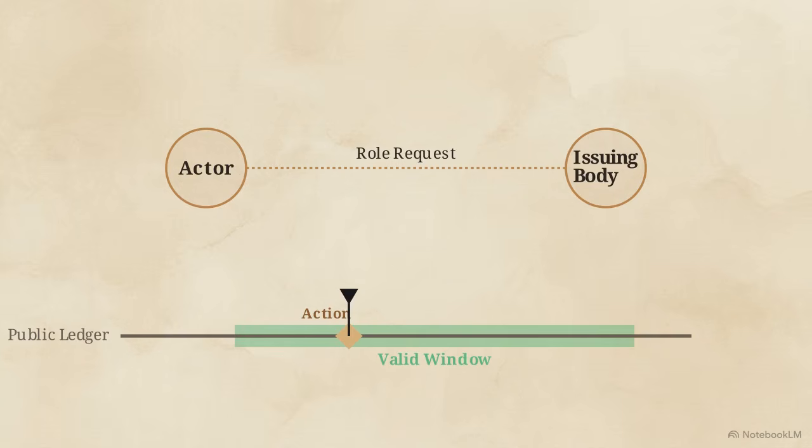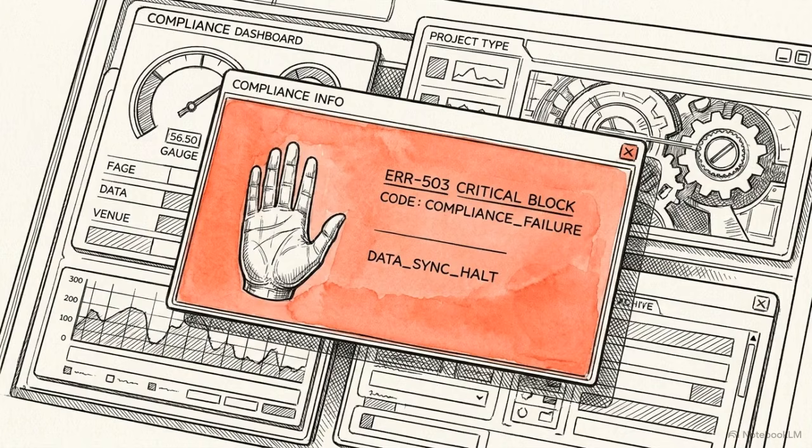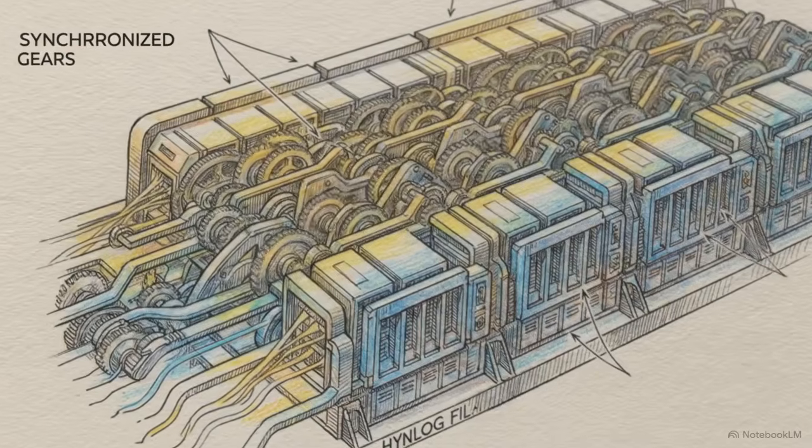Step 4 is revocation. The issuing body changes its mind, terminating the role with immediate effect. The future timeline goes dark, but the past remains locked in green. Which brings us to Step 5. A relying party verifies the data. They query the ledger and instantly see both truths at once. The role is currently revoked, but the historical record shows it was valid when the action occurred. Because current status and historical validity live on the exact same public record, any attempt to rely on stale authority is immediately exposed.